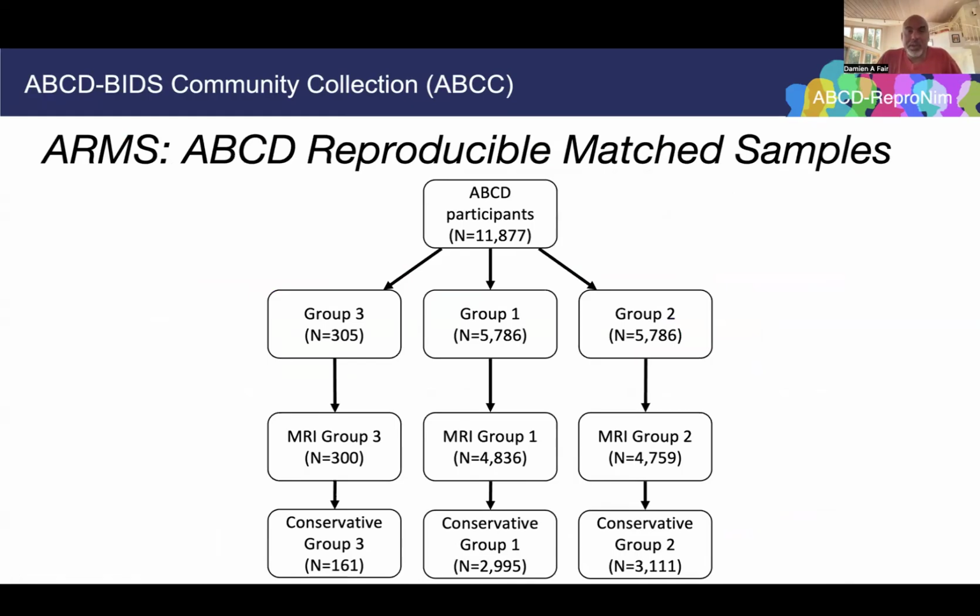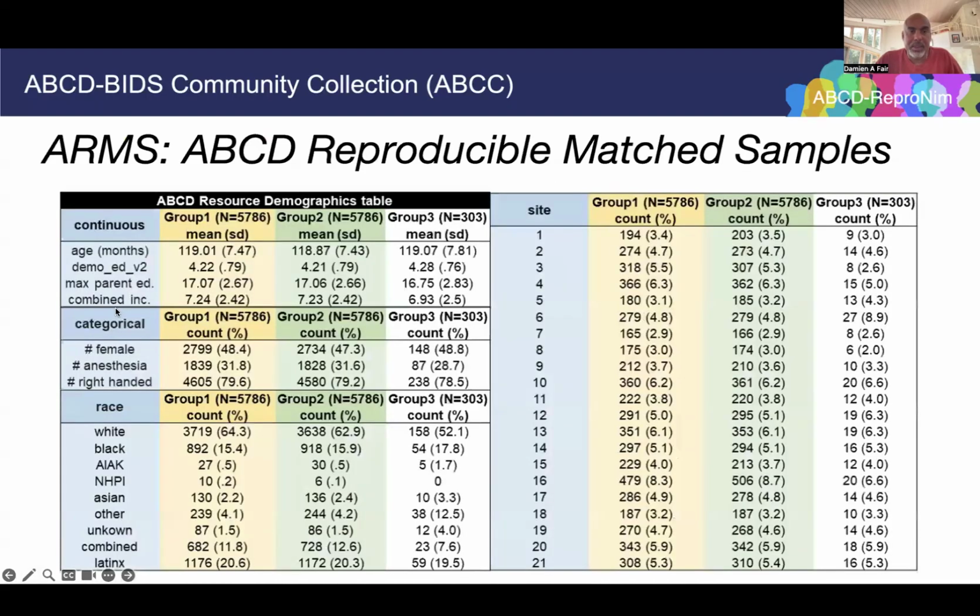The ABCC has a few other additional nuggets. There are the ARMS, which are the ABCD reproducible matched samples, which essentially break up all the participants, based on the baseline data, into two demographically equally defined groups, and a third group for model development. Here's just a quick look at some of the demographics of these specific groups, showing counts across all these different measures of demographics and family structures and whatnot.